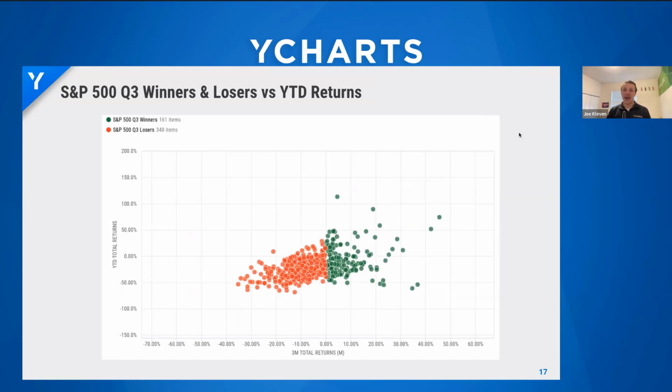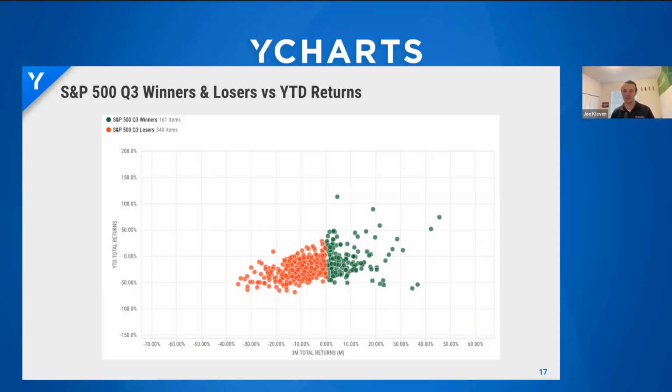And now on to our scatter plot showing the winners and losers of Q3 in the S&P 500 versus their year-to-date returns. So this scatter plot is showing the S&P 500 constituents in two segments. Those that had a positive return in Q3 of 2022 are in the green, and those that had a negative return are in the red. This quarterly return is plotted against the year-to-date return, which is there on the y-axis. And although a third of all S&P companies had a positive third quarter, nearly 70% of those winners are still down year to date.